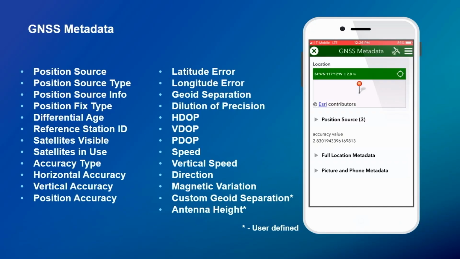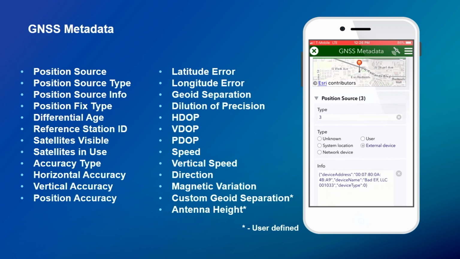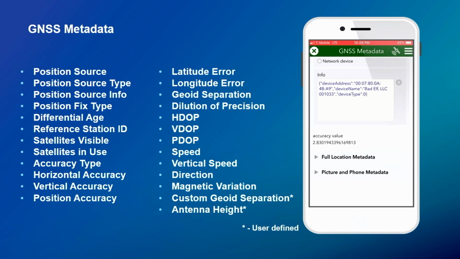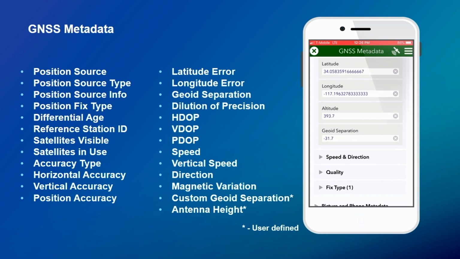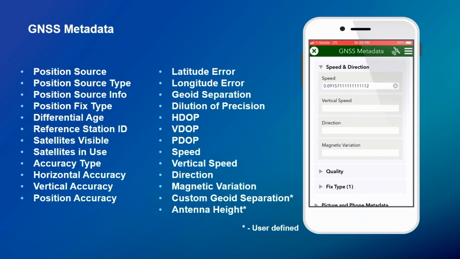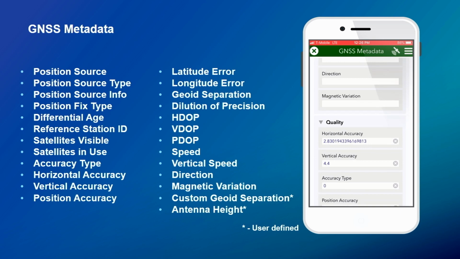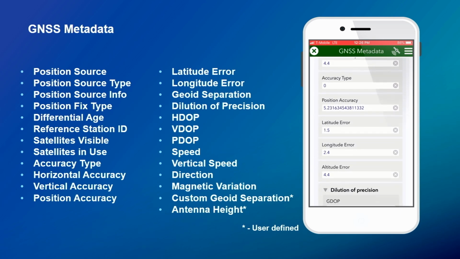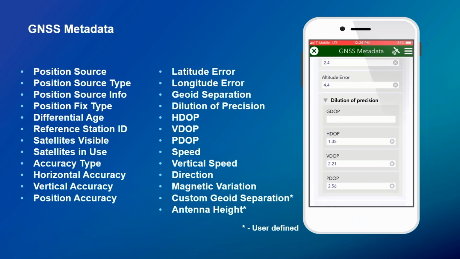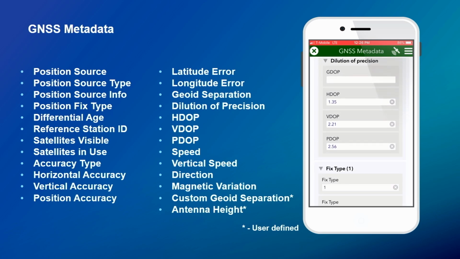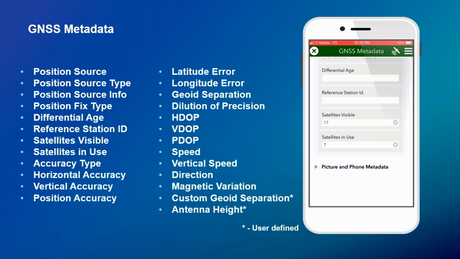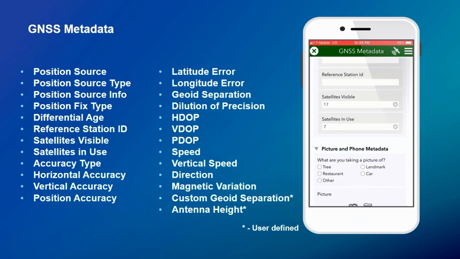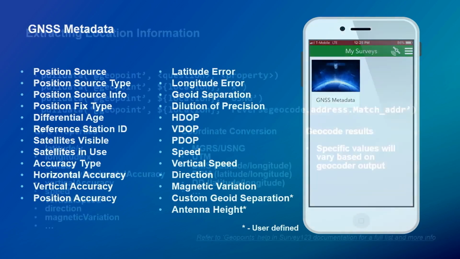Once we have a direct connection, we're receiving a lot of additional metadata. We get, of course, the latitude and longitude. Depending on the device, we'll receive various types of accuracy information, either RMS accuracy or dilution of precision information. Additionally, we may receive things such as speed, direction, magnetic variation. We also can, as we said, define the antenna height as well as the custom geoid separation. That actually can be brought in as well.